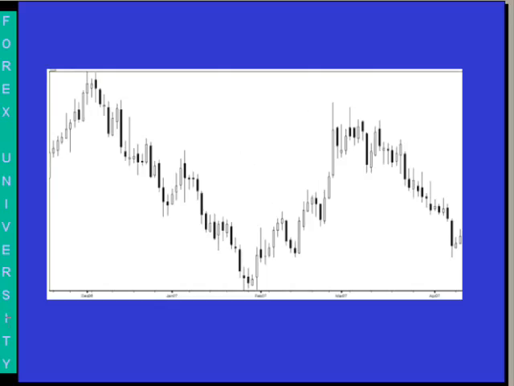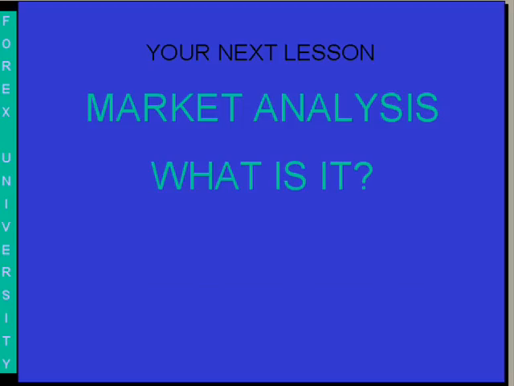Remembering, just in retrospect, that the main thing to remember is that price works its way across in time, and its value goes up or down. Very simple. And that's basically how we measure price and time in a price chart. What we're going to do next is look at market analysis. And what is it exactly?